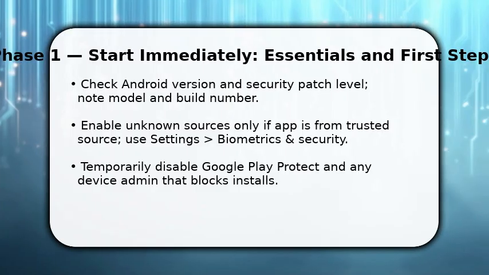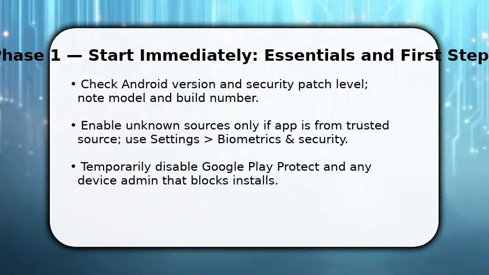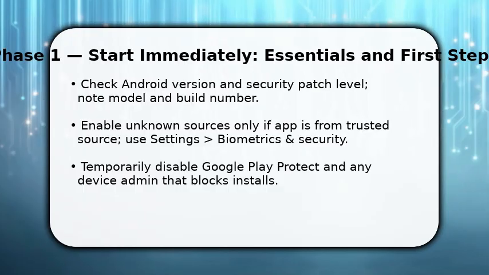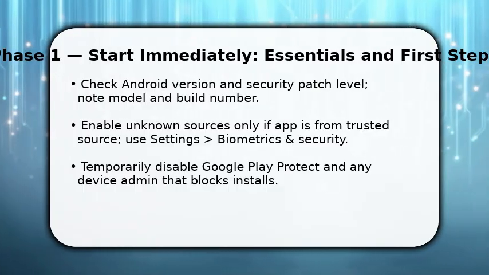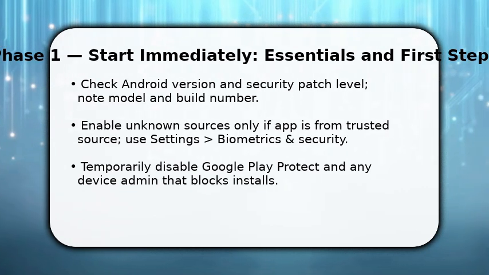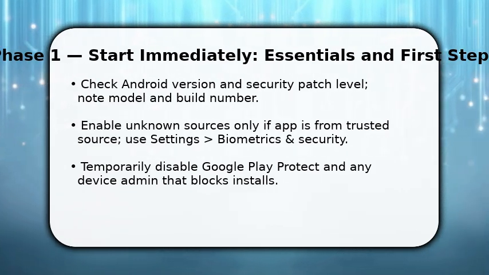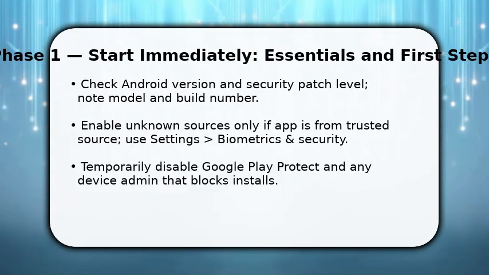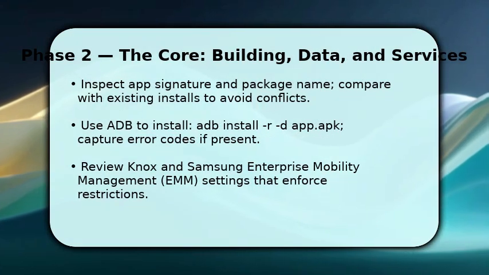Then, temporarily turn off Google Play Protect and any device administrator profiles that could block installs. This avoids policy rejections. Once done, reboot if required to clear cached policy flags before continuing to the next step. Now you handle conflicts and enforcement.